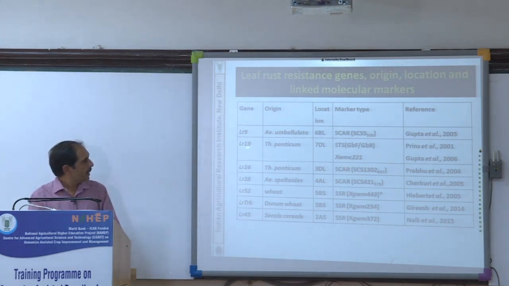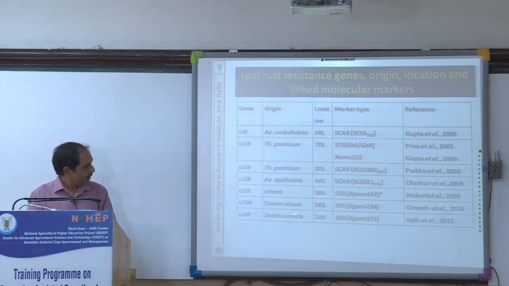Then LR19 is transferred from Agropyron elongatum, also known as Thinopyrum ponticum. The name has been changed now, so in literature you will find both names, Thinopyrum ponticum or Agropyron elongatum. Similarly, LR24 is another gene, and LR28. Then LR52 has its origin in wheat, and this is a gene which we identified in durum wheat, LRTRK, and we are using this gene in our breeding program.